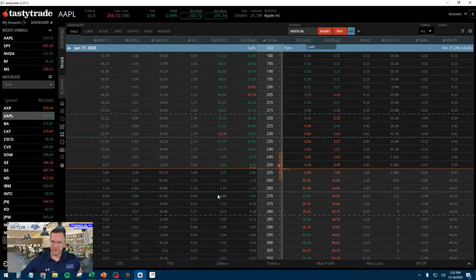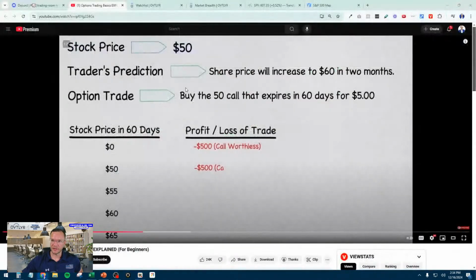And deltas go from 0 to 100, right? So you can think of it in percentage terms, how far in the money or how far out of the money it is on a 0 to 100 scale. So out of the money would be down here, in the money would be up here, and deep in the money would be somewhere 75 or greater on the delta scale.